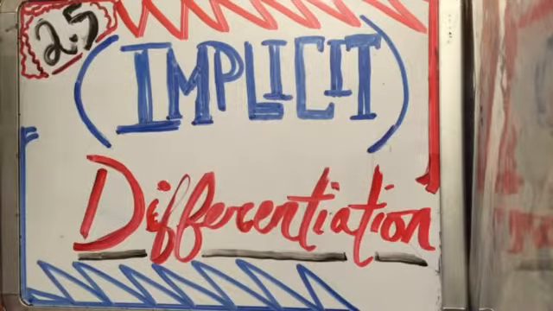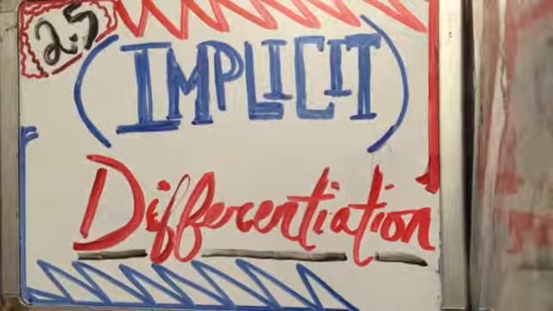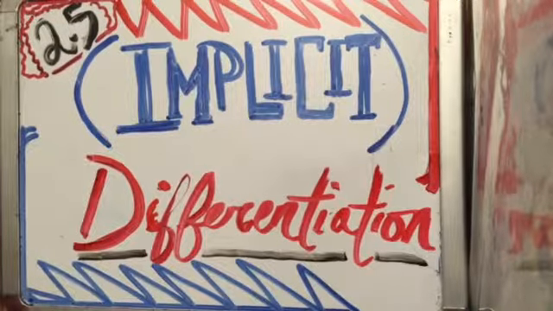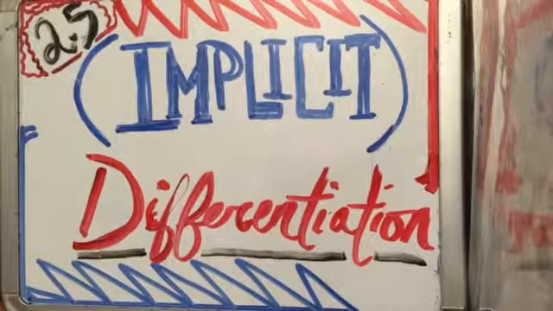Hello guys, so today we're going to be talking and discussing the concept of implicit differentiation and its many uses, which can all be found in Chapter 2, Section 5, so 2.5 of your calculus textbook.